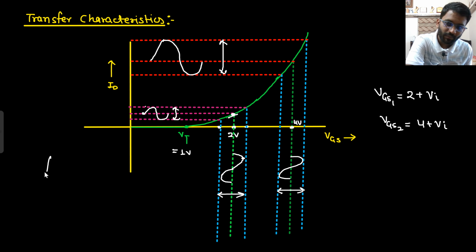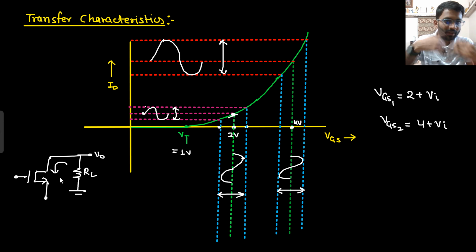Why so? Because this is your MOS. Let's assume this is your MOS, and this is the VGS, and then you have an ID, and this is your load RL. Let's assume you are collecting your output here. Based on your VGS, you are getting more current. If you are getting more current, that means there will be more voltage drop across RL. That means the V0 value will be larger, and if V0 is larger, there will be more gain. If V0 value is low, the gain is low. So more ID means more gain.